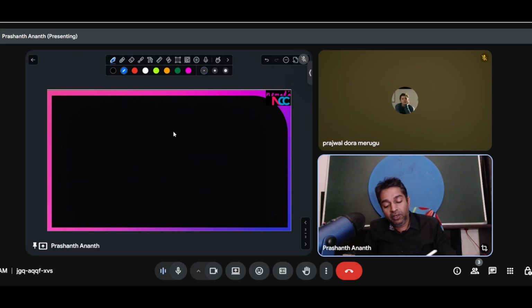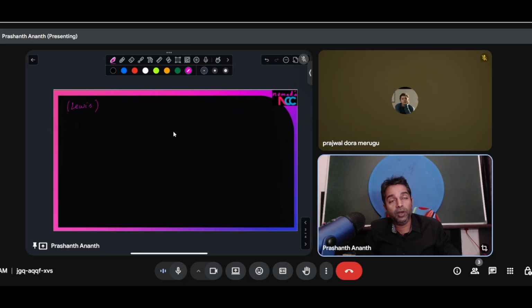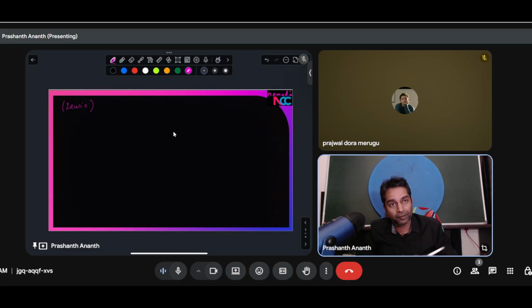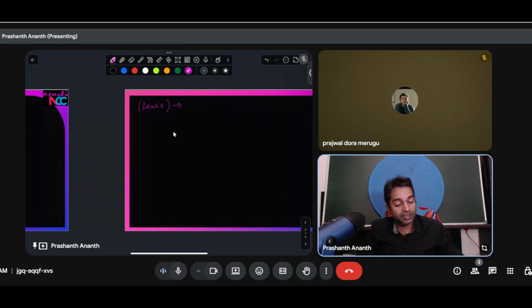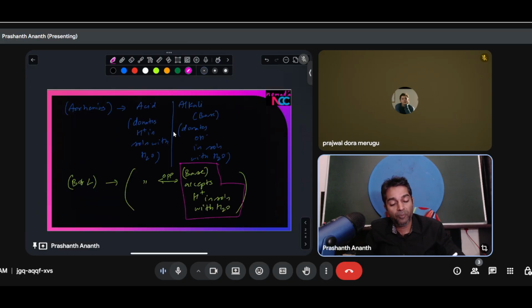Lastly, we are going to be having the Lewis definition, which is going to be superseding these two. In the Lewis definition, we are going to be studying how the base accepts the H plus more carefully. When it comes to the Bronsted and Lowry definition, this is the real change. So how do we define it? OH minus is the typical example, which is obviously explained away because OH minus is what was defined by Arrhenius as a base or alkali.